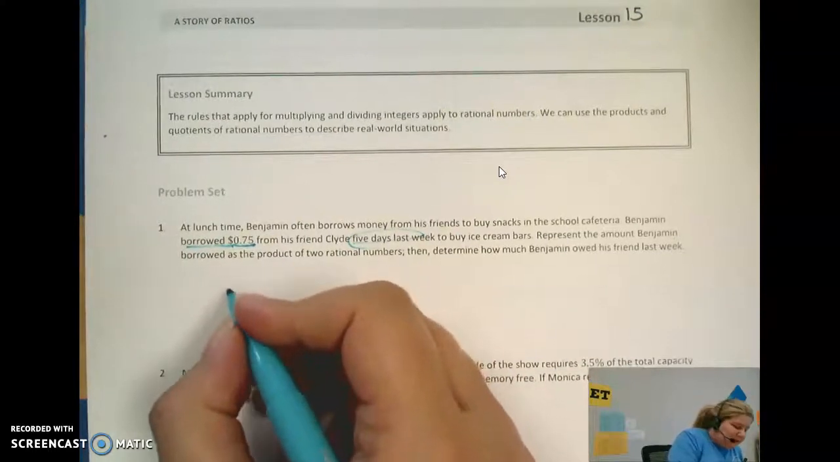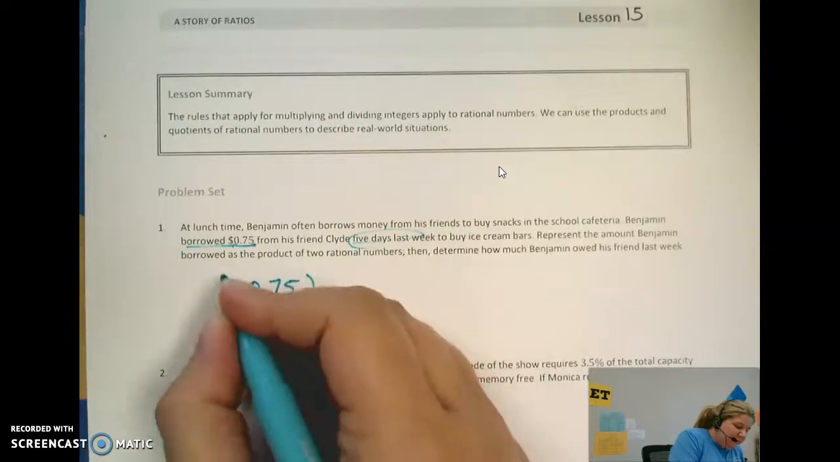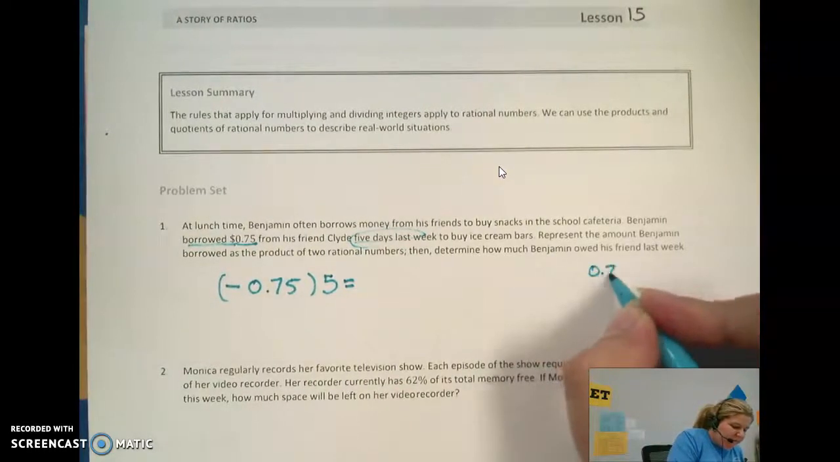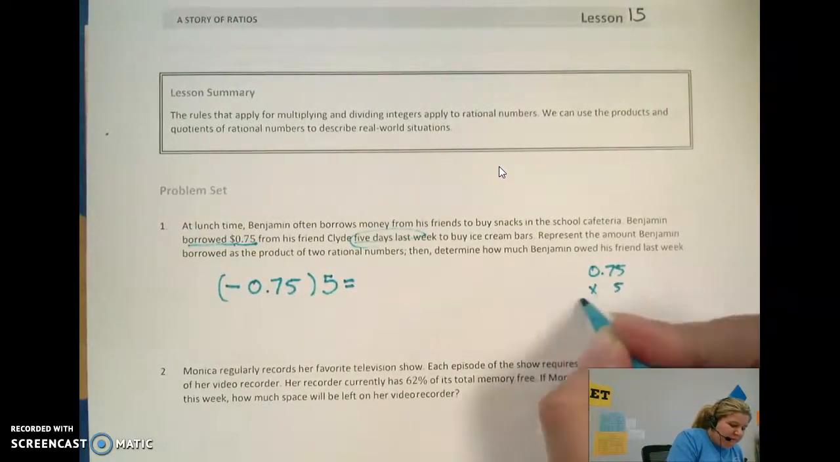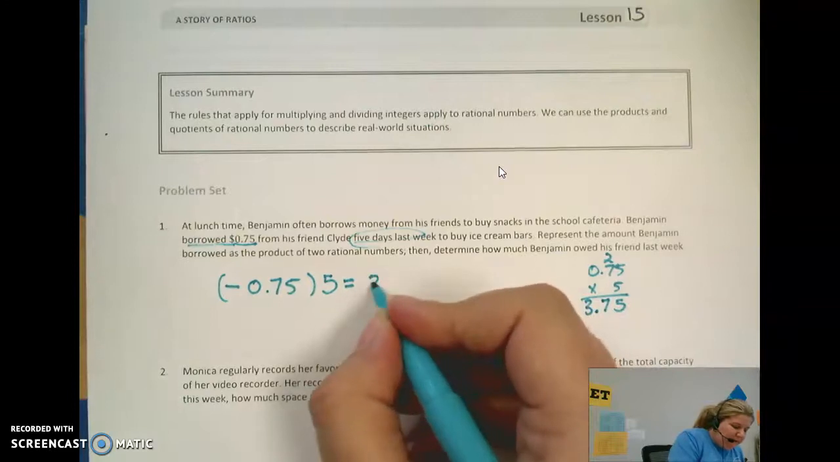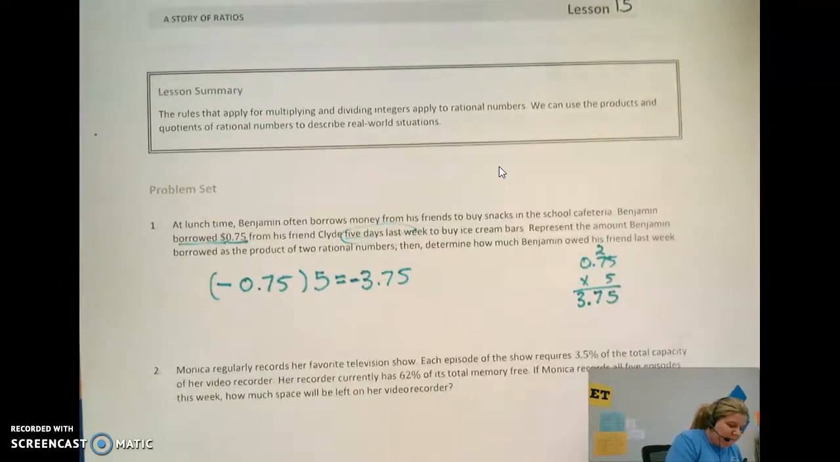So borrowing is indicated as a negative number, and he did that 5 times. So 5 times 5 is 25, carry the 2. 5 times 7 is 35, 36, 37. And that would be $3.75 he owes.